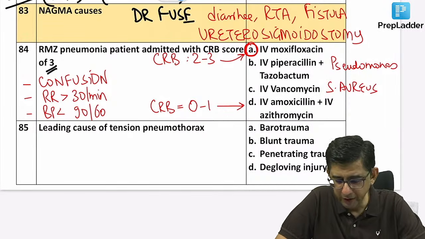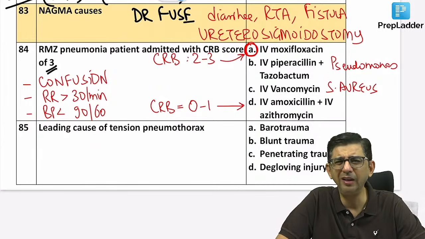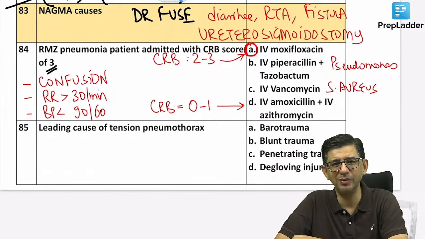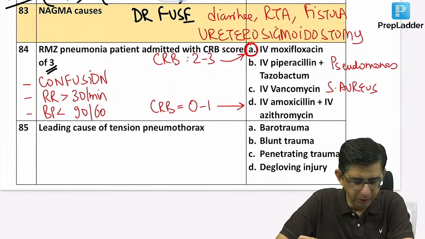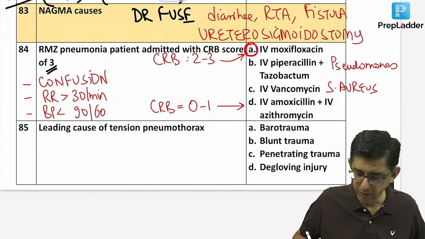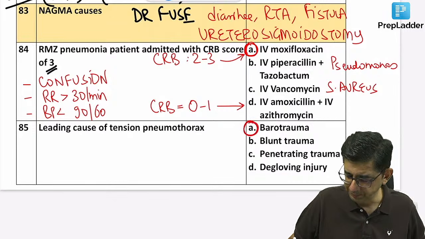Yes, guys, leading cause of tension pneumothorax in a patient. Multiple degloving injury would not be the answer. That's avulsion of the soft tissues as well. You have to select between the remaining options there. The leading cause for development of this would be, yes, very good. The correct answer for this would be barotrauma. The correct answer is option number A.